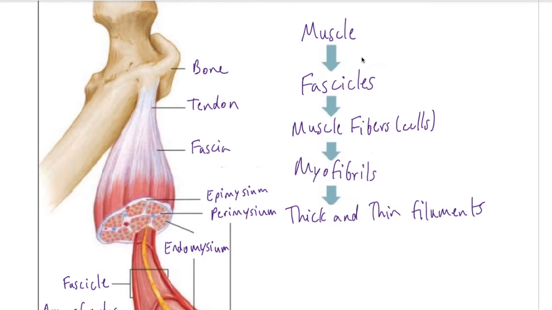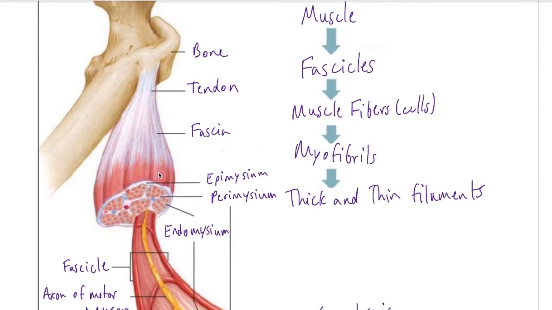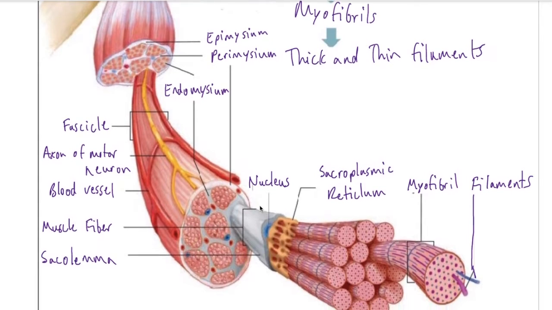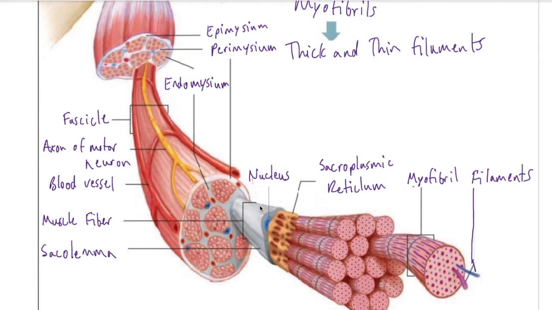So here we have muscles to fascicles to muscle fibers to myofibrils to thin and thick filaments, or our myosin and actin filaments. We have our bone, we have our tendon that attaches to the muscle, we have our fascia, and then all these that you need to label as you go through. So I would pause this and label these.